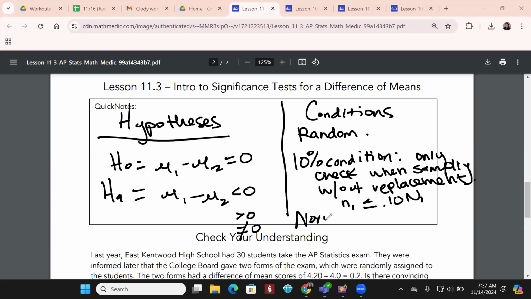So normal. Both populations have to be normal. Again, we've got to follow the CLT rule, so greater than or equal to 30. The sample has got to show no strong skews or outliers.